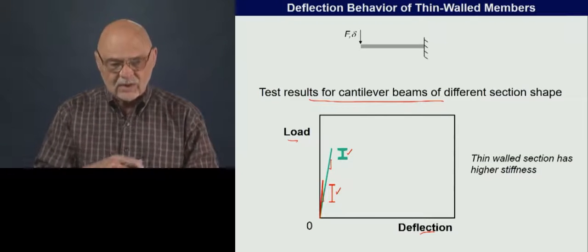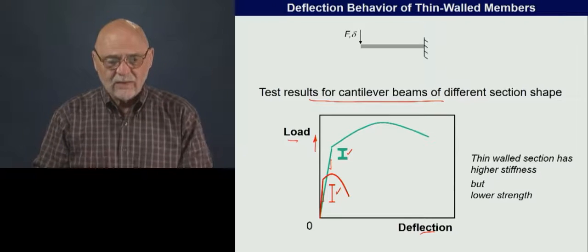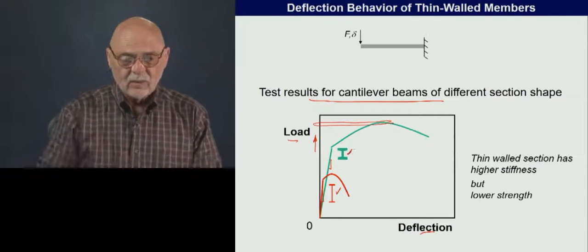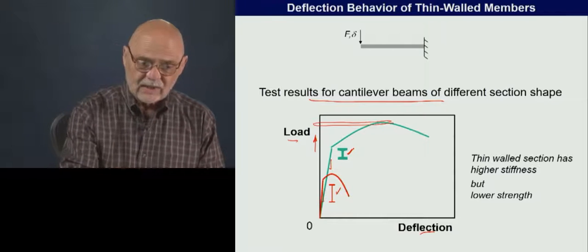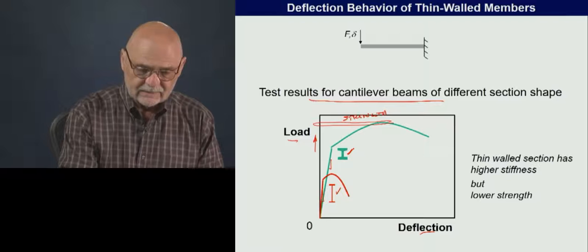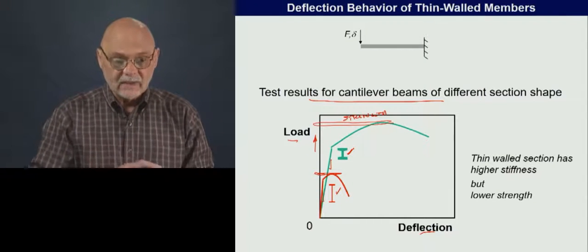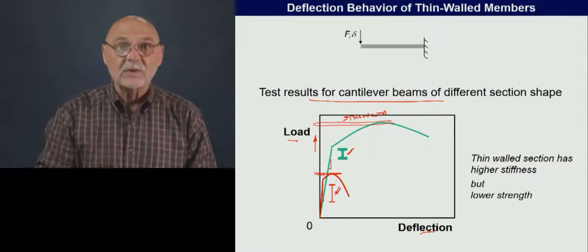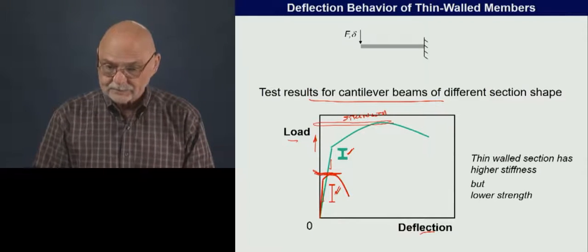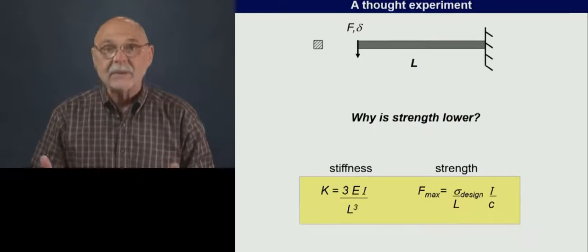But here's the difference. If we continue to increase the load, what we would find is that the stocky beam will have a much greater strength than our little thin wall beam. So we have a greater stiffness for the thin wall beam, but the strength is much lower. Okay? So we might ask, what's happening?